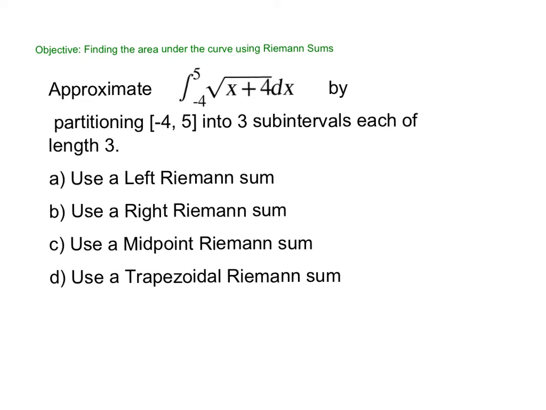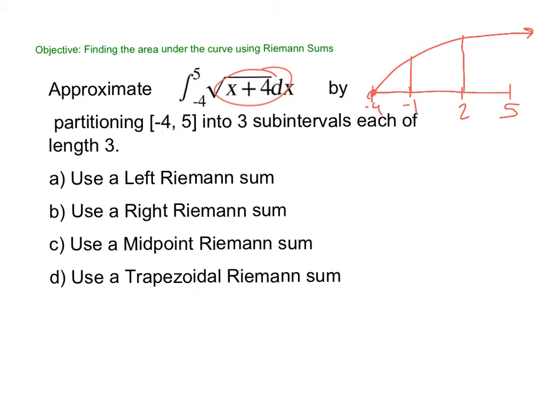Okay, so this one we're doing 3 subintervals. So I'm going from -4 to 5. And it's nice that the square root starts at -4. So it's going to look like this. Okay, so that's a distance of 9, so it's every 3. So -1 and 2. So there are my rectangles.